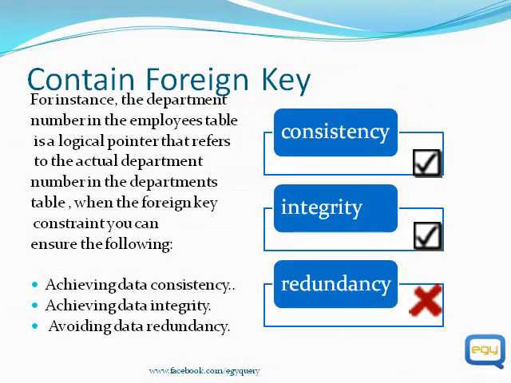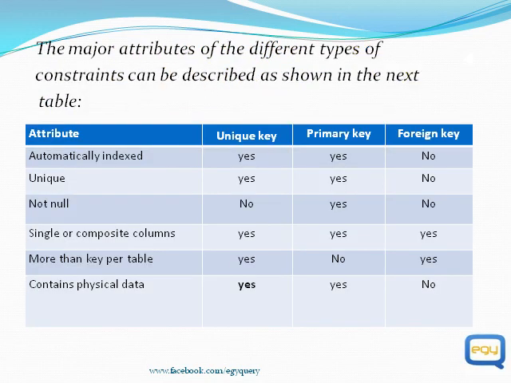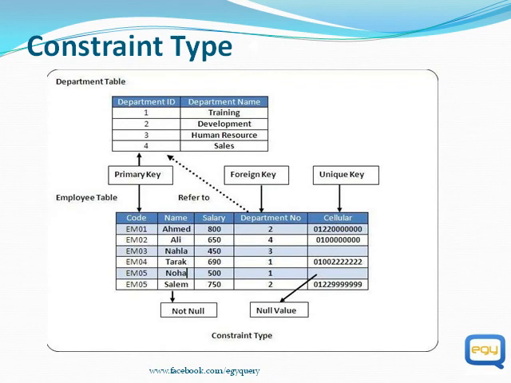With the foreign key constraint, you can ensure the following: 1. Achieving data consistency. 2. Achieving data integrity. 3. Avoiding data redundancy. The major attributes of the different types of constraints can be described as shown in the next table. Look at the picture to see the explanation of constraint types.